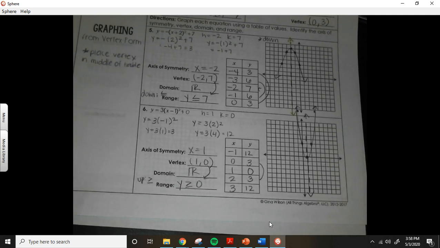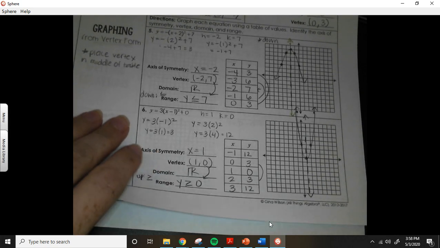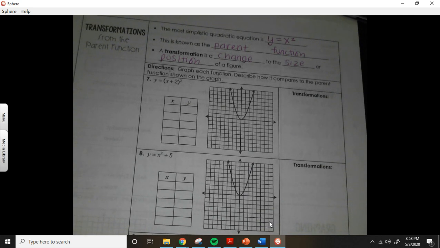Okay, so now we're going to talk about why these graphs move where they move and how they stretch, why they stretch, and what numbers would give you those pieces of information. So let's fill in this top part up here. So a transformation from a parent function. Remember, a parent function is like the most simplistic form of a graph. So the parent function of a quadratic is just y equals x squared. The parent function of a linear is just y equals x. And that's the most simple form of that graph.